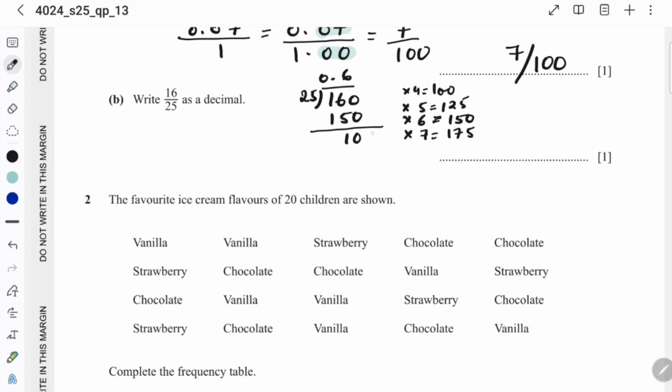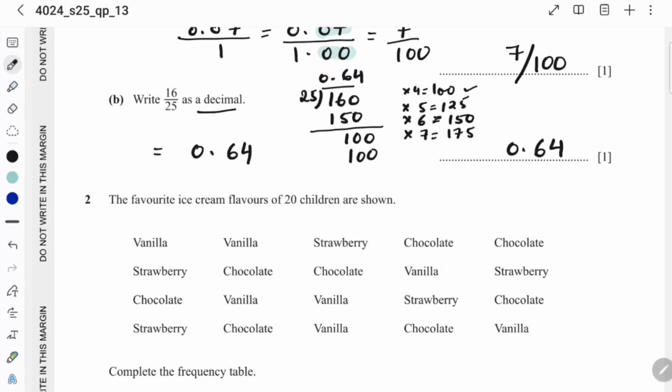So 10 is remaining. You can put a 0 next to it, so 10 becomes 100. 25 times 4 is 100. So you will have the answer as a decimal, which is equal to 0.64, and it has 1 mark.